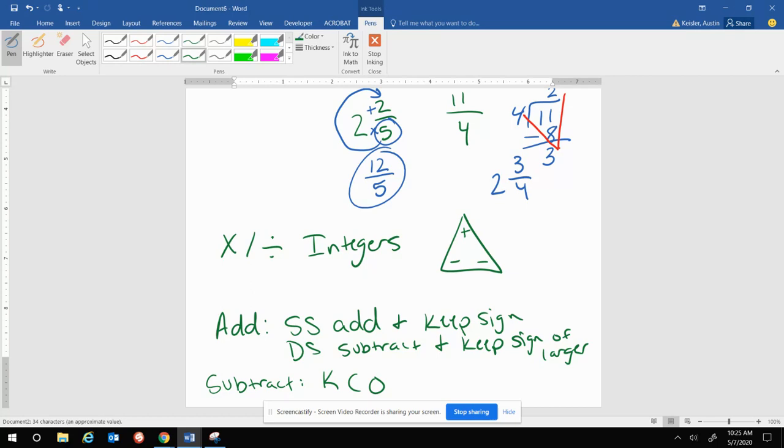Like I said, this is just a real basic review. We've done this. Integers and fractions and decimals are incorporated with everything we've done this year. But if you have any questions, pop in and let us know. We'd be happy to help.